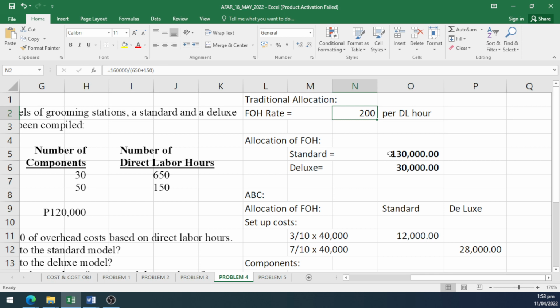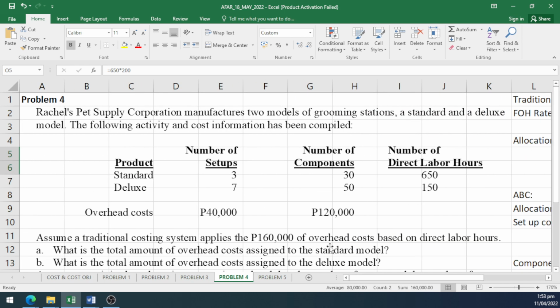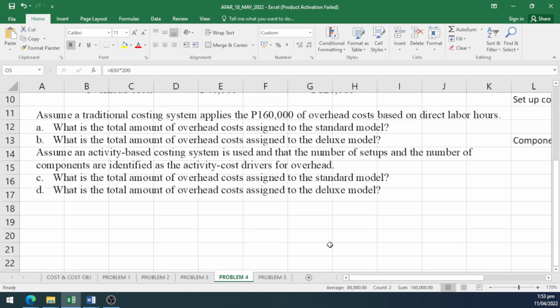So the allocated overhead is, it's very simple class. 650 times 200, that's for standard. And then 150 hours for deluxe times 200, that's 30,000. Ito po yung 160 kung paano na-allocate. Okay? Next, if we use activity-based costing.